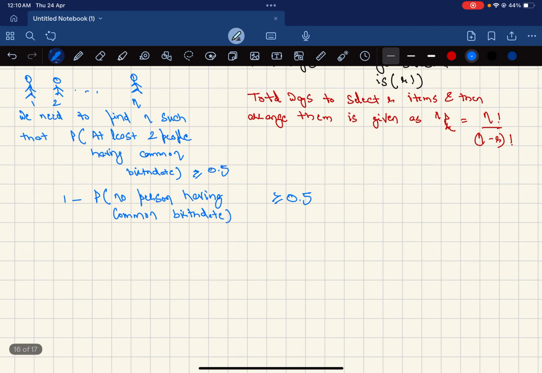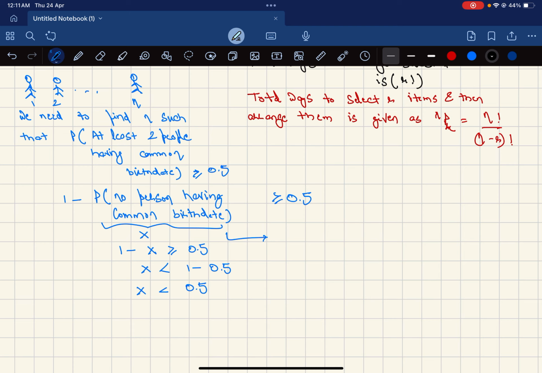Now, changing the sides, this can be written as, so let's call this particular probability x, the probability of no person having a common birthday. So 1 minus x is greater than or equal to 0.5. Therefore, x has to be less than 1 minus 0.5, so x has to be less than 0.5. Now, why did we do this? Because this term is actually easy to calculate.